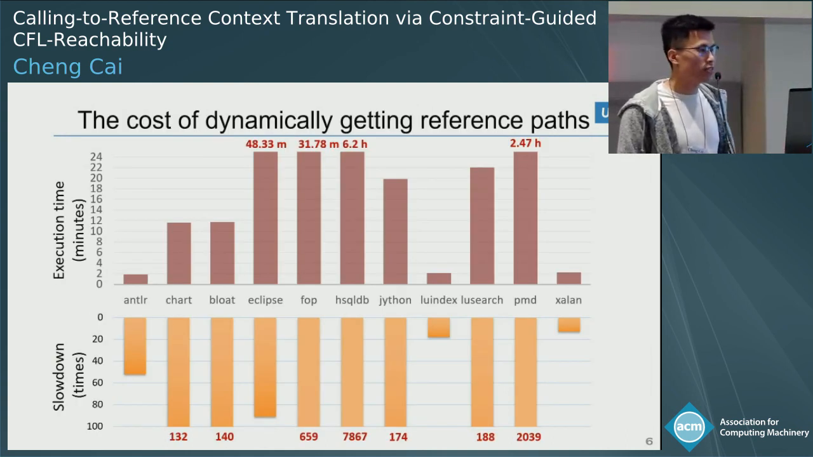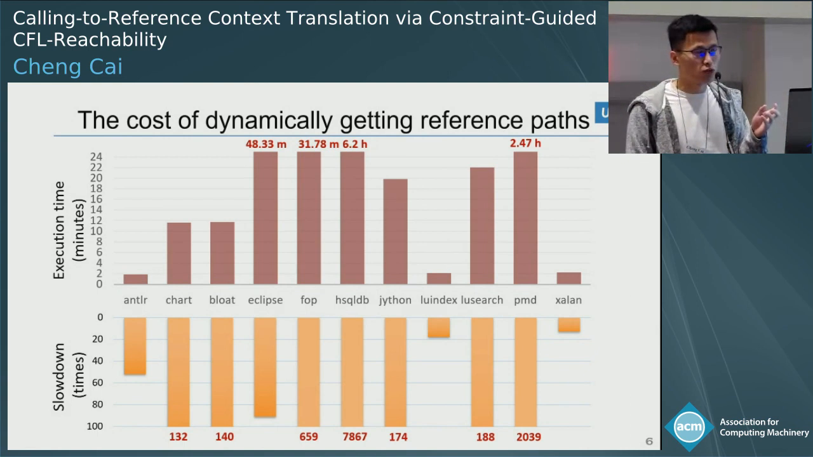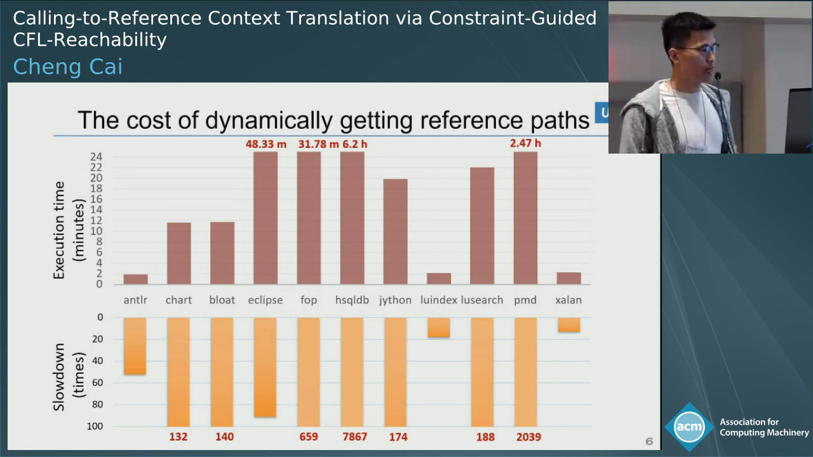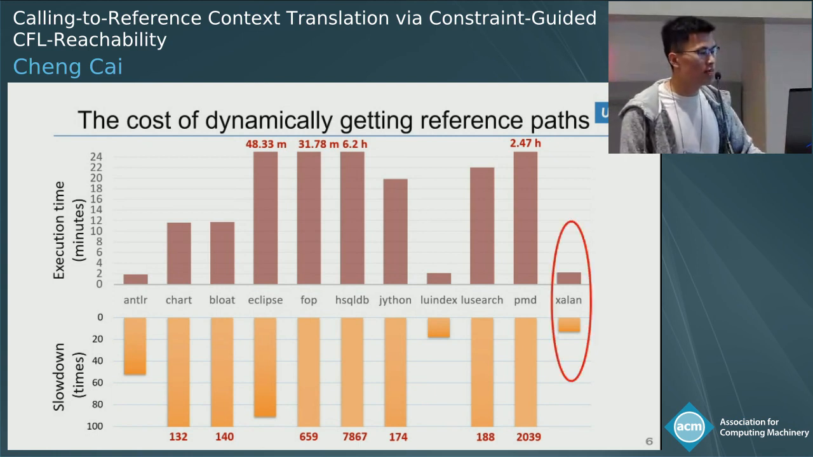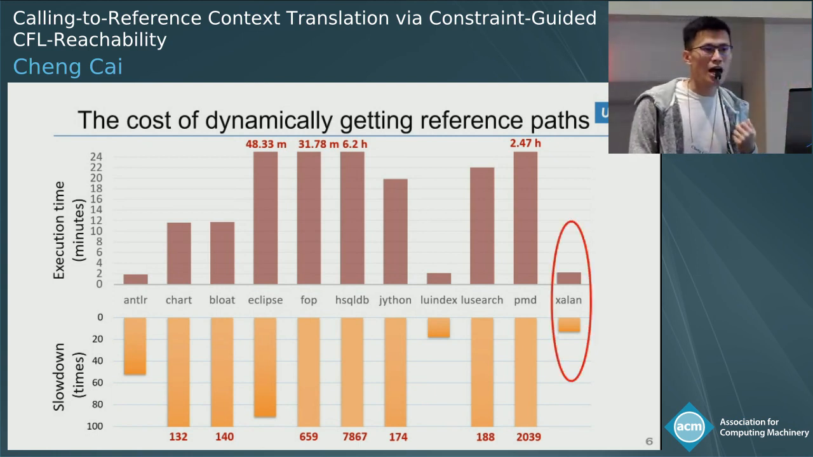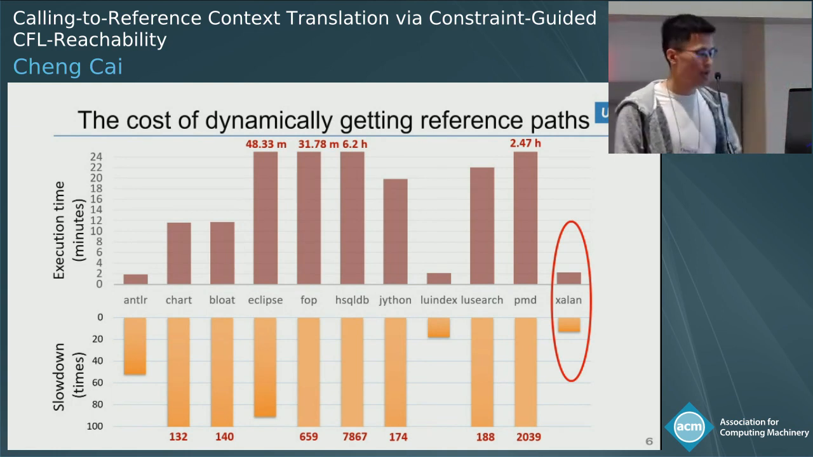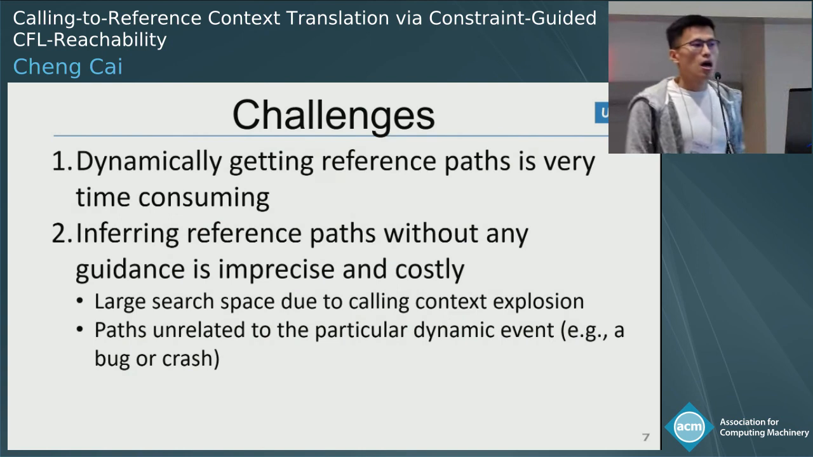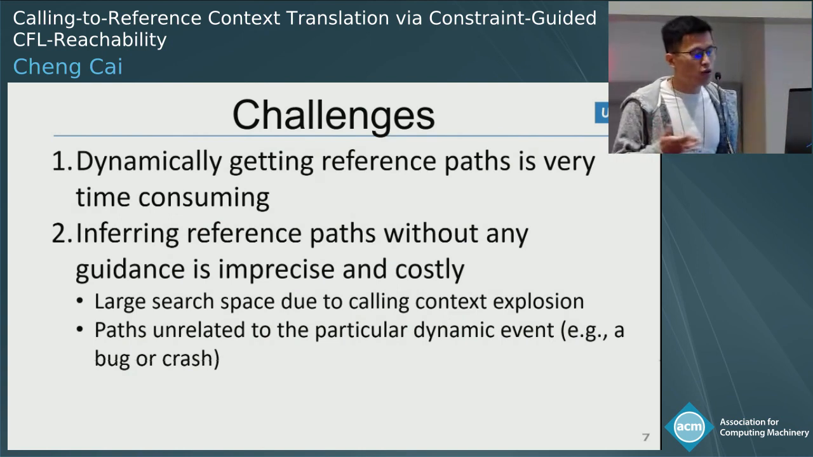Here we did an experiment of getting the reference paths by performing heap dumps. On the DaCapo 2006 benchmarks, we modified the memory leak detector SWAT to report 20 leaking objects for each benchmark, along with their calling contexts, and then performed the heap dump. The top is the total execution time, and the bottom is the slowdown. For heap dumping, the minimum execution time is around 2 minutes with a 13 times slowdown compared with execution without heap dump. And the maximum execution time is over 6 hours with a 7,800 times slowdown. This is obviously very time consuming. As we saw, the overhead of dynamically getting the reference paths is very high.